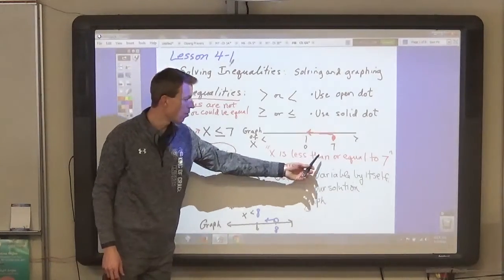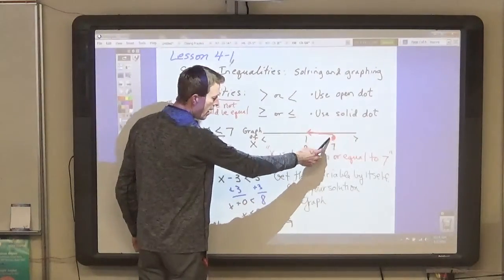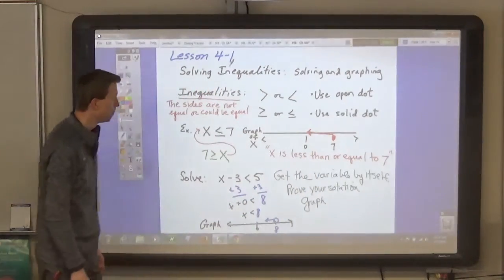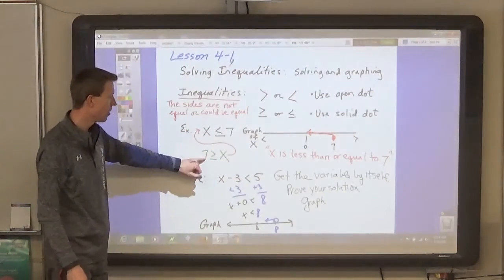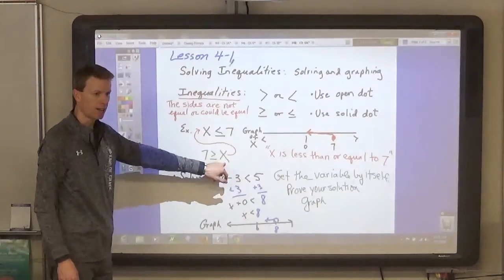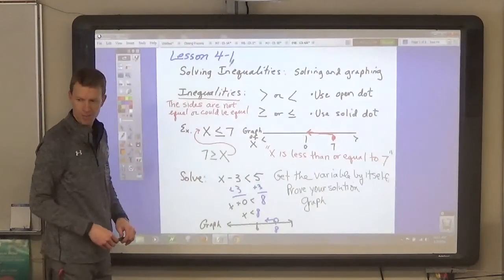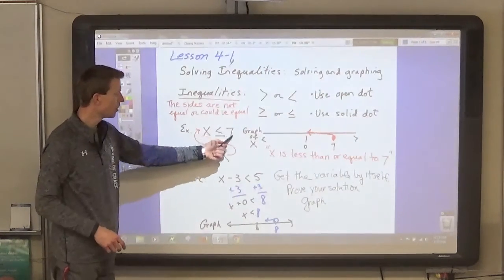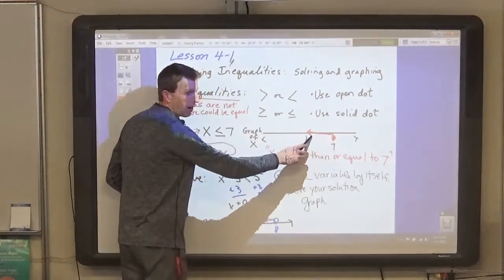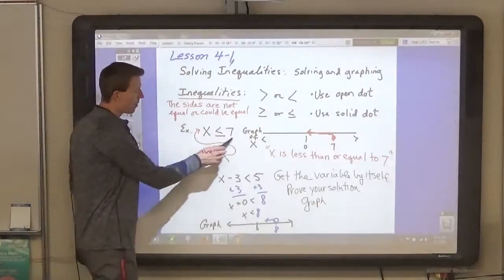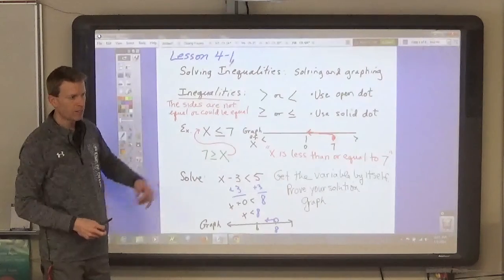X is less than or equal to 7. So this is a graph of x is less than or equal to 7. Now if we change this whole thing around, 7 is greater than or equal to x, right? Do these two mean the same? Yeah. Now it's easier to graph it this way when it's written with the variable first. Do you know why?